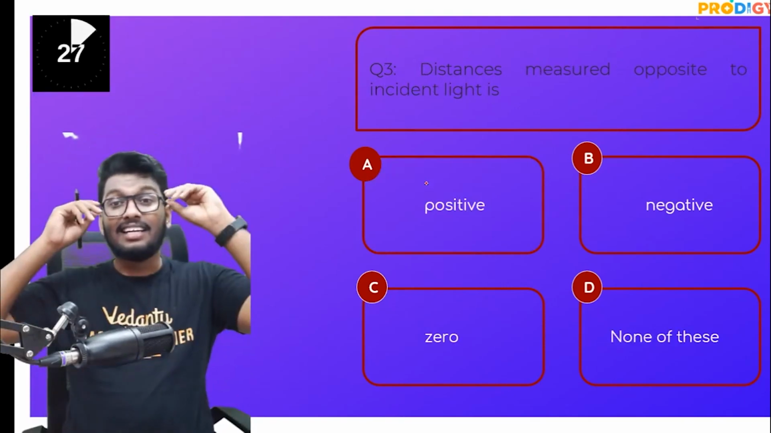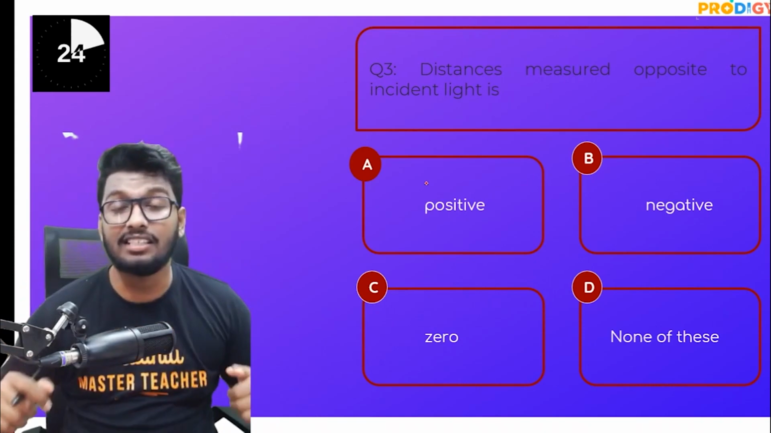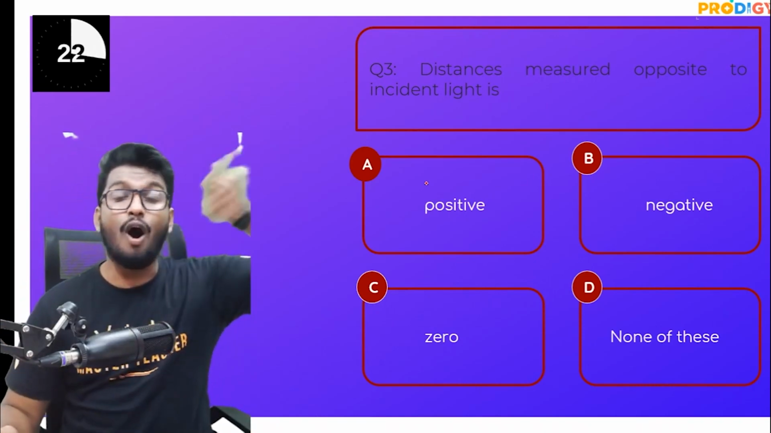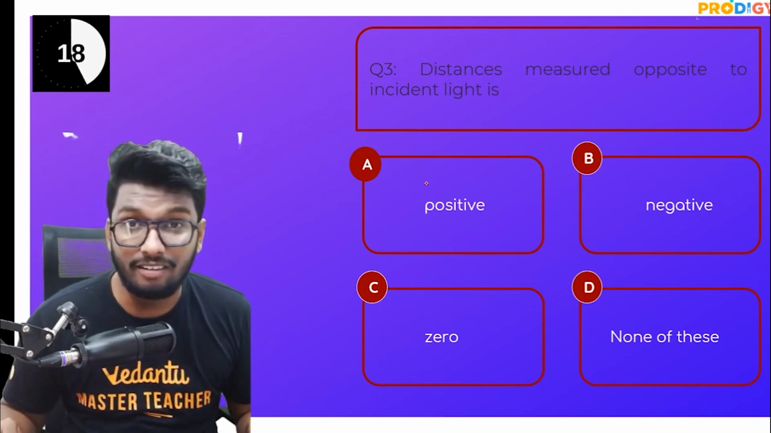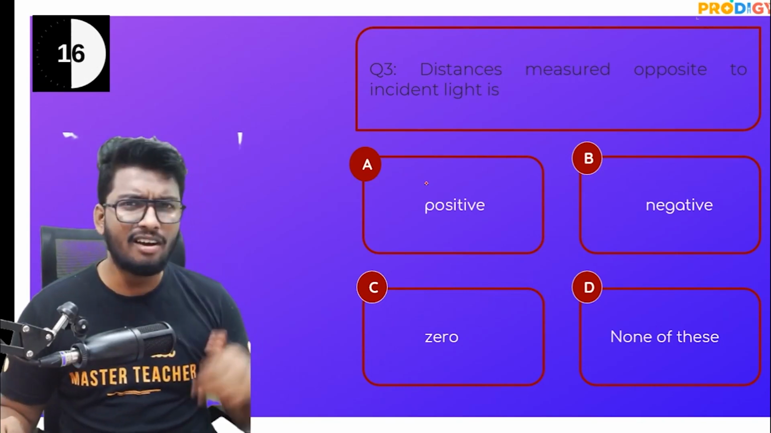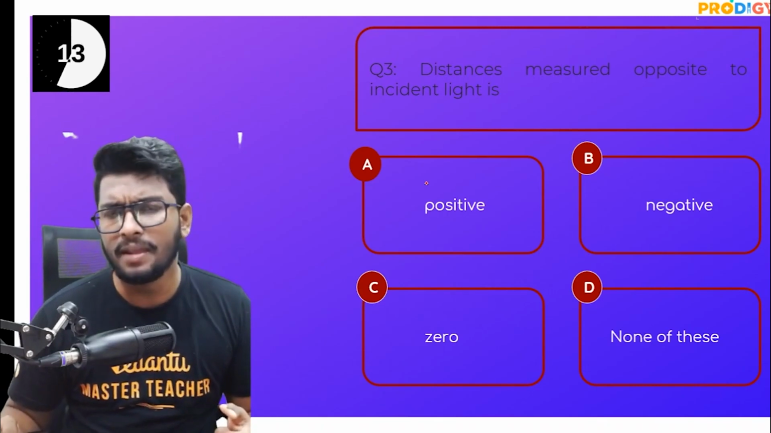Here's another one. Distance is measured opposite to the incident light is what? Distance measured opposite to the incident light is positive, negative, 0, or none of these. I'll give you a small hint for all those who are confused about this one.